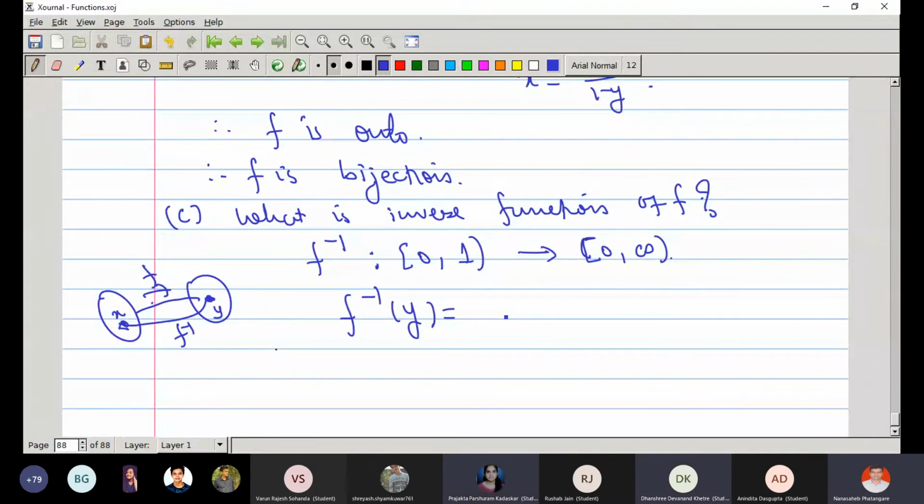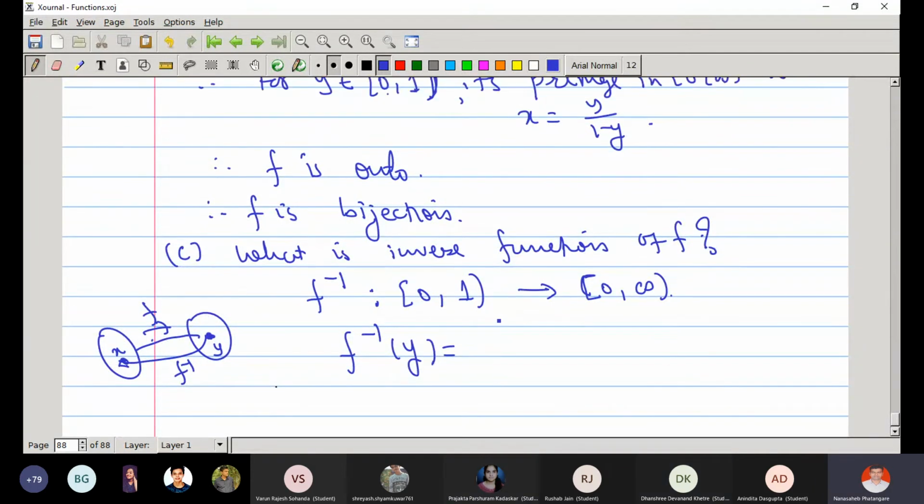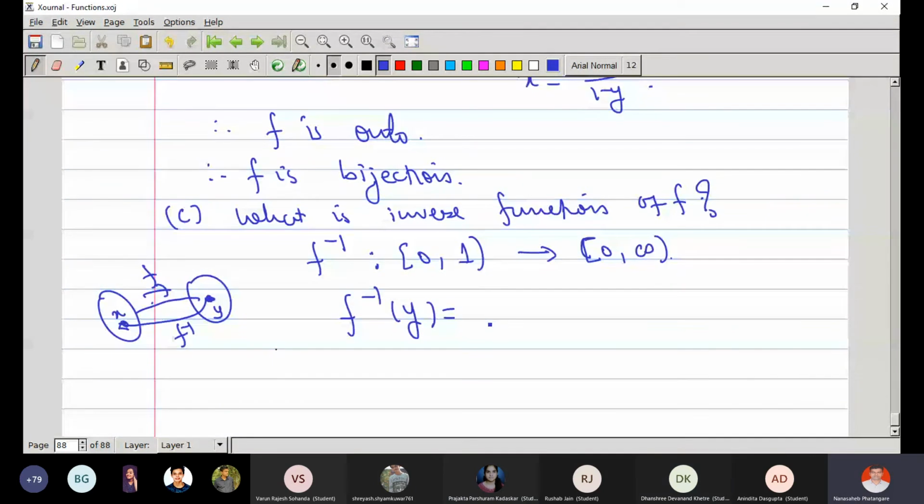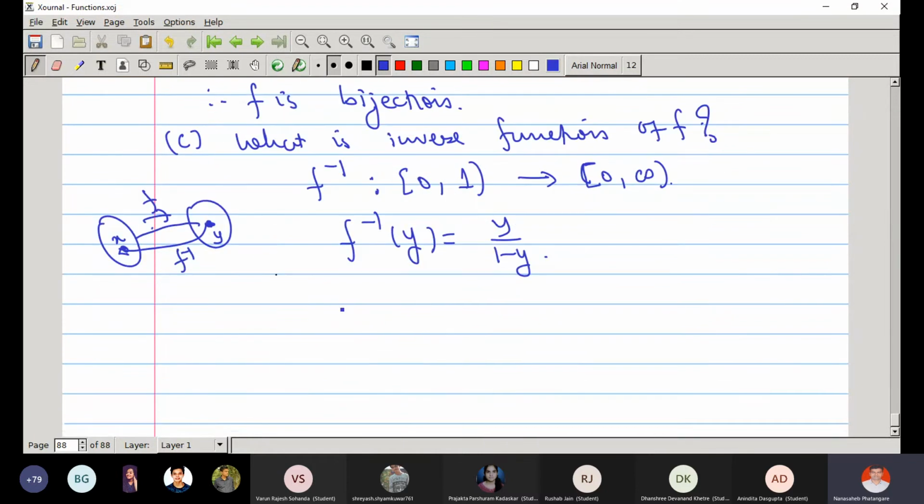Pre-image of y upon 1 minus y. Right, so f inverse is the inverse function y upon 1 minus y. It is from (0, 1) to (0, infinity). Now the next question I would like to ask is: is f inverse bijective?